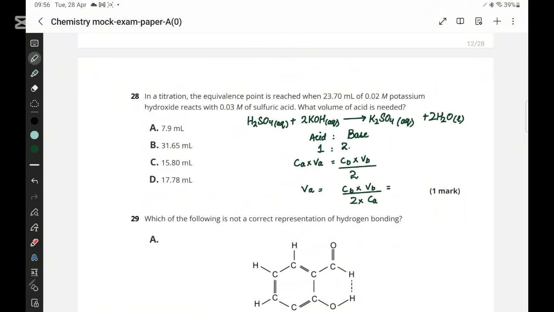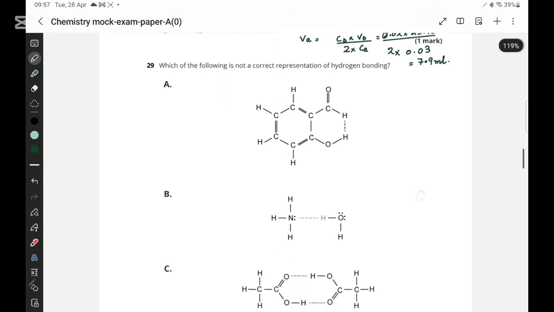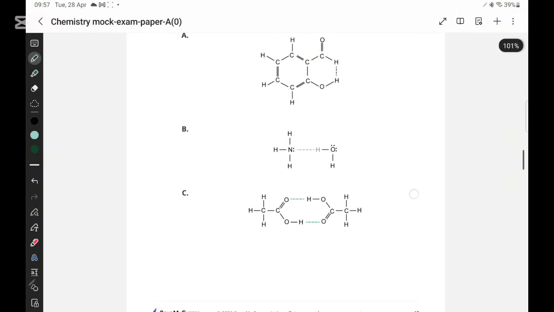So now let's put in the values. Concentration of base is going to be 0.02 and volume of base is 23.70. We are going to keep it in milliliter. Divided by 2 times the concentration of acid, which is 0.03. The answer comes out to be 7.9 milliliter. That is A.